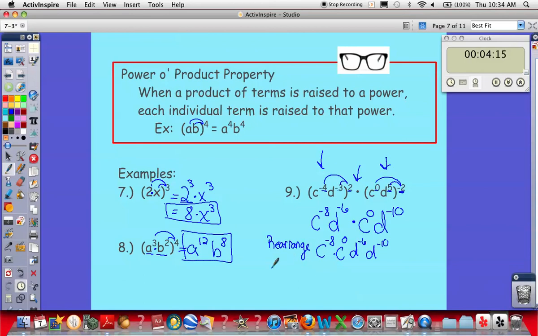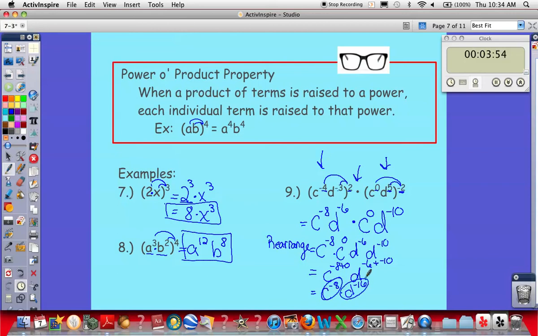Now since it's a product, you just add. So we have c to the negative 8 plus 0 times d to the negative 6 plus negative 10. Once we add those up, put some equal signs in here that all these equal, we get c to the negative 8 times d to the negative 16.